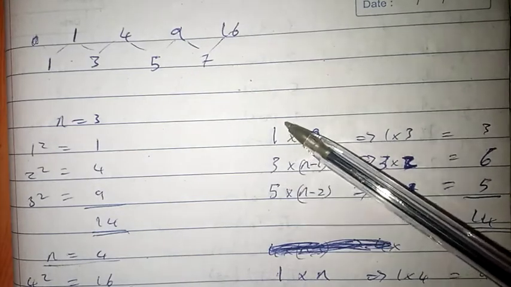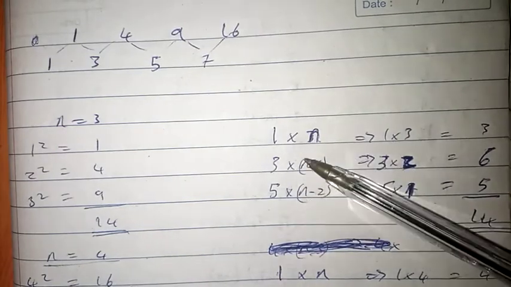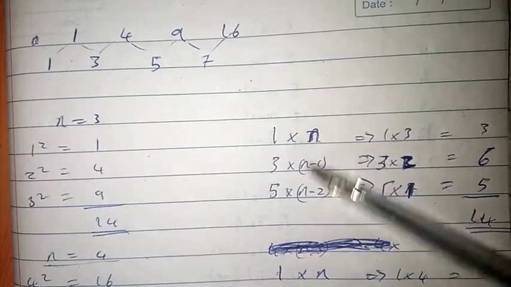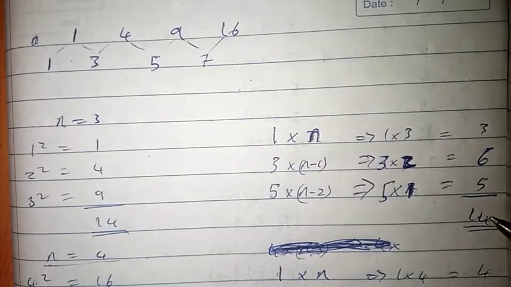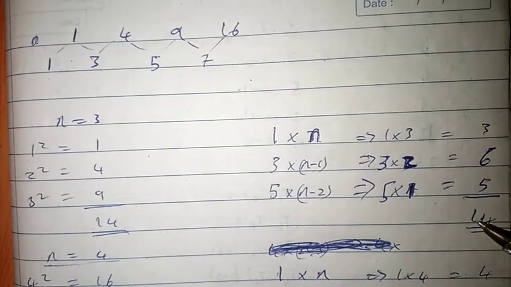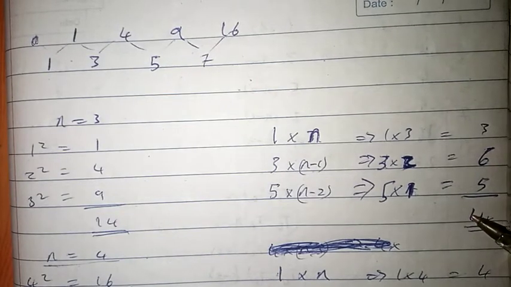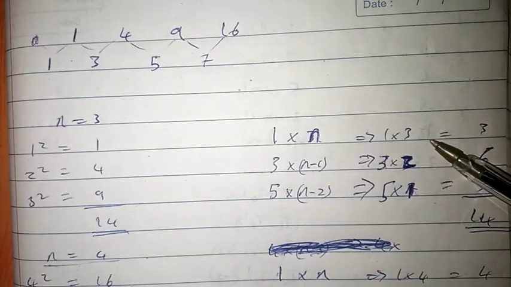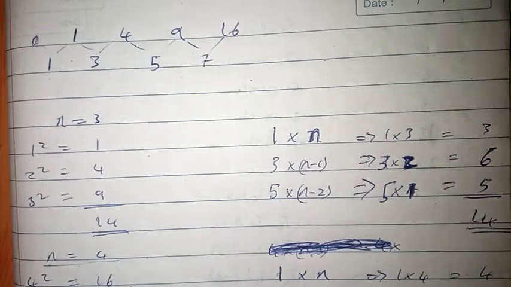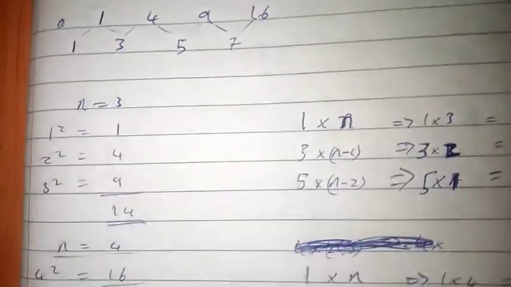So the sum of the product of the differences and the successive n terms gives Sn square, gives the sum of squares. This observation is very key to deriving the formula. If you have this observation, then it becomes very simple to derive the formula. The product of the differences sums up to Sn square.